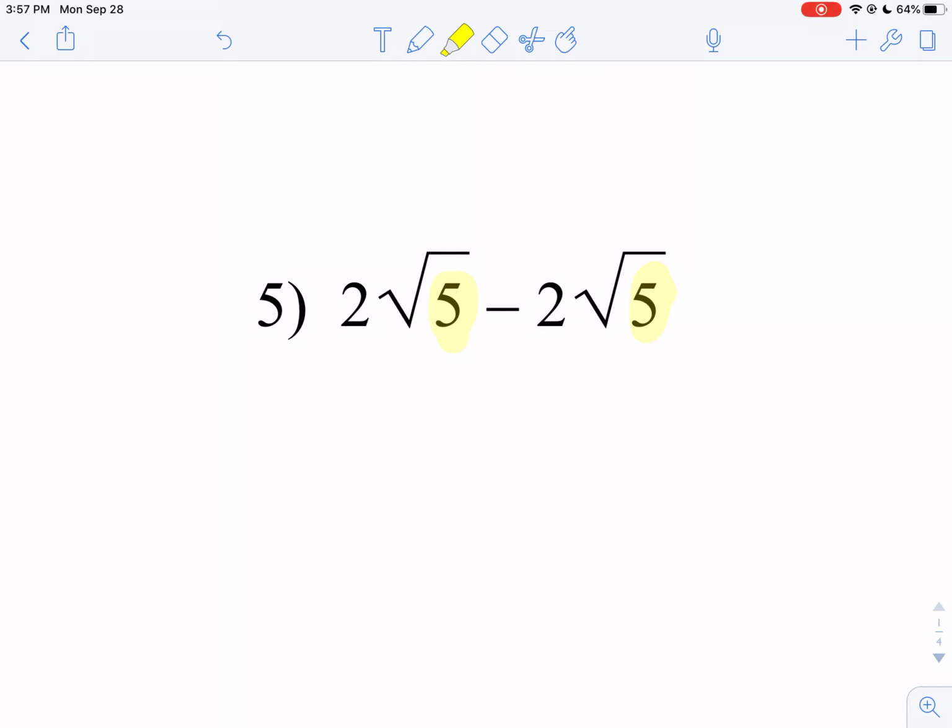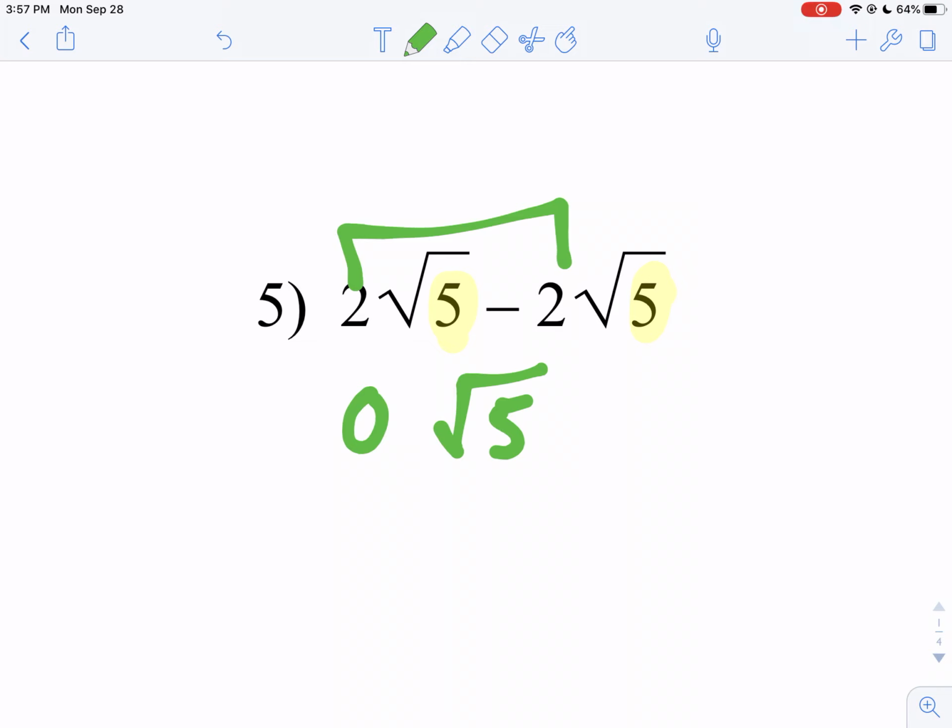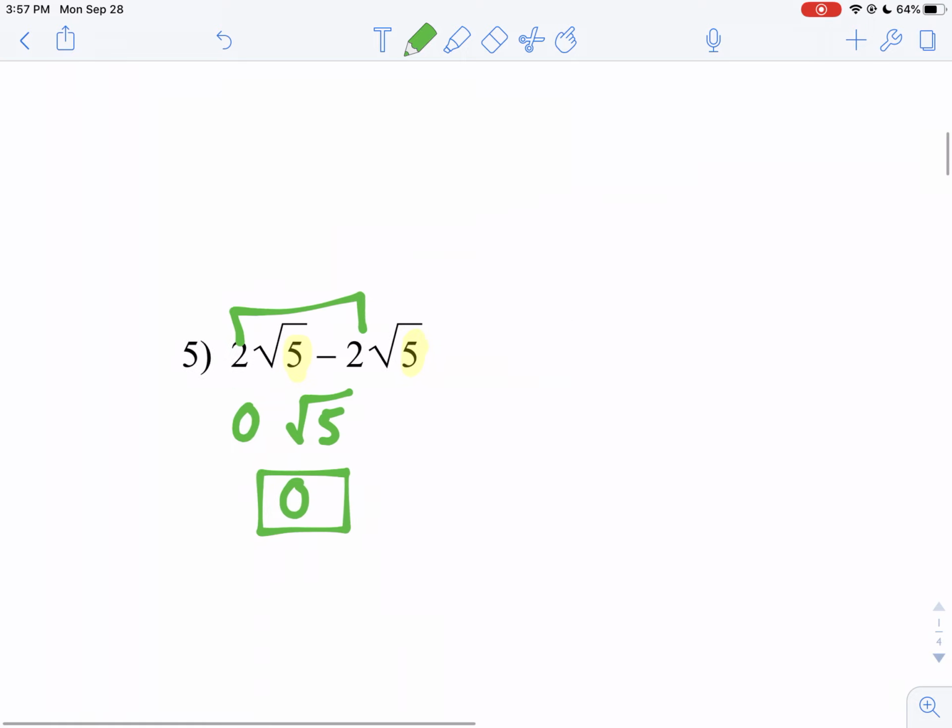You can combine them. Okay, I have a 2 minus 2. That's a 0. 0 times radical 5 is 0, okay? So your answer is 0. Don't write down 0 radical 5, okay? So that's for number 5.